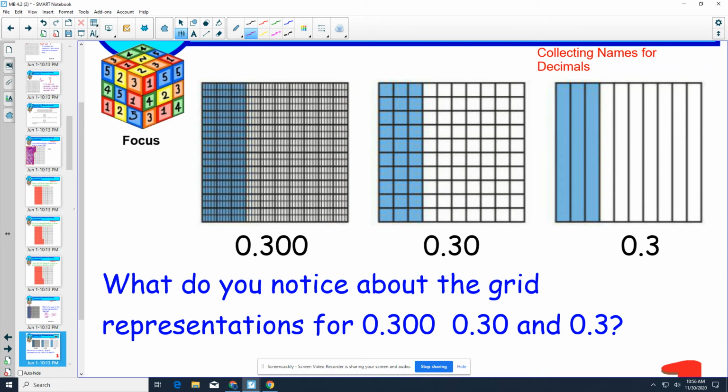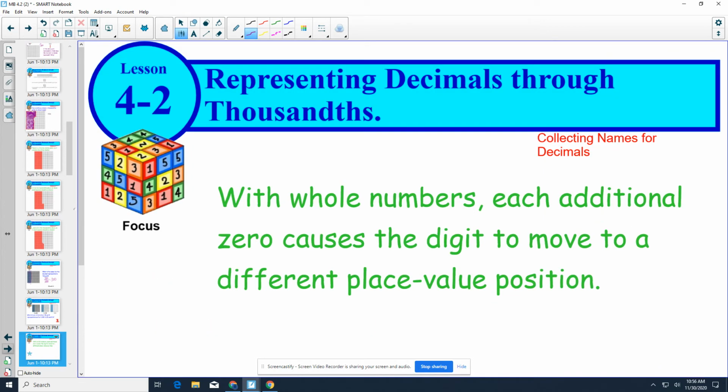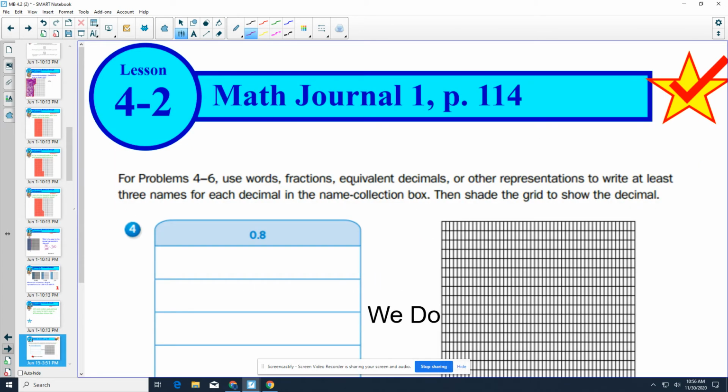But if you look at all three, they cover the same amount of area, okay? It's just the pieces are broken into smaller pieces for thousandths. When you look at the hundredths, the pieces cover the same amount, but a little bit bigger, and then the tenths are even bigger. But they all represent the same value. So with whole numbers, each additional 0 causes the digit to move to a different place value position.